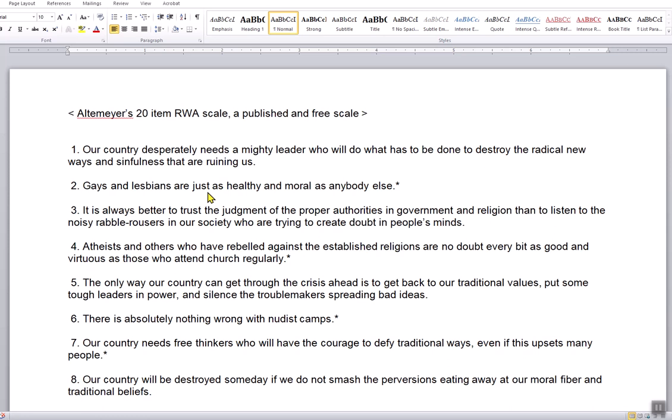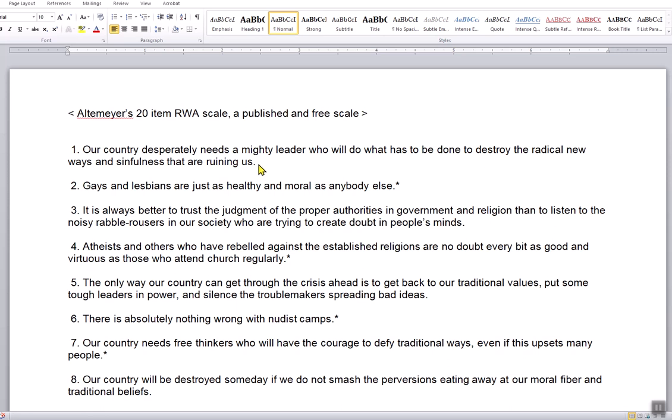Our country desperately needs a mighty leader who will do what has to be done to destroy the radical new ways and sinfulness that are ruining us. And that's sort of the essence of authoritarianism, that you're looking for a strong leader who's going to stamp out people who we think are deviant.